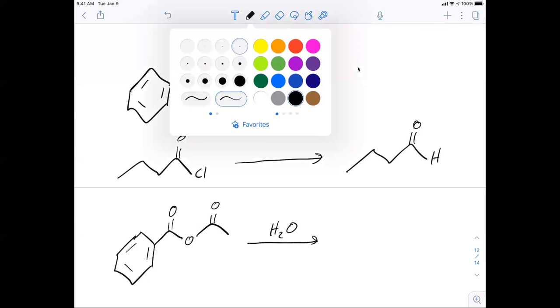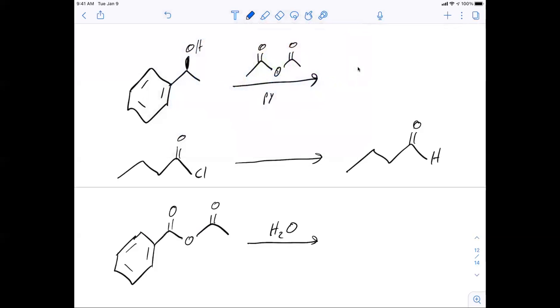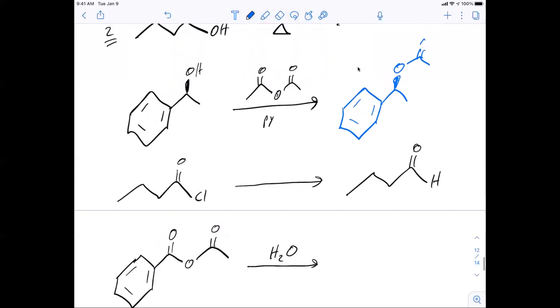Okay, on the top one, right, we've got the anhydride. I've added pyridine. Why? So I don't have 2 equivalents of my alcohol, right? I just need something to pull off the extra proton. And so here, the thing to think about, what's the important part here? It's going to be the stereochemistry, right? I'm going to make the ester out of this.